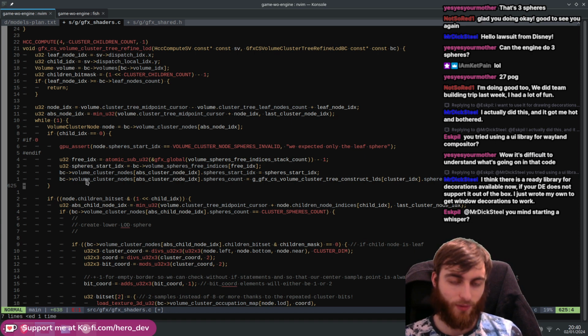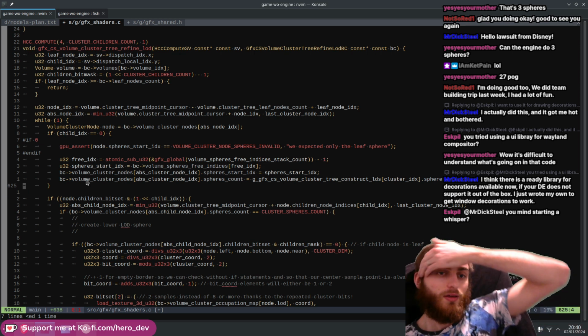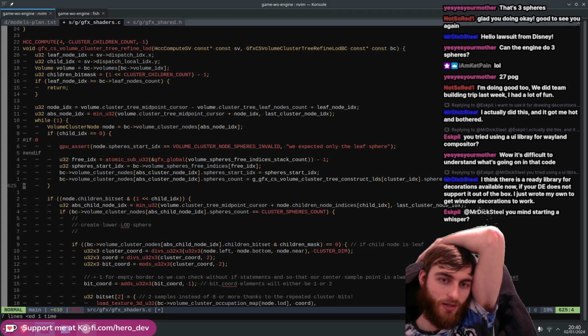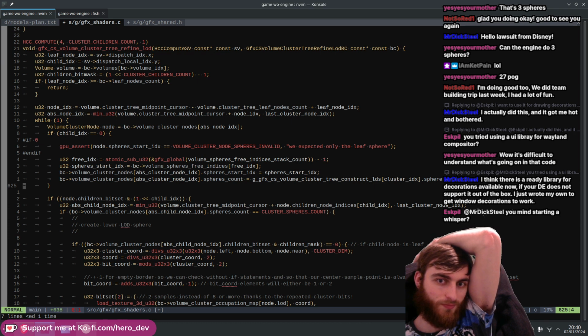Yeah, I know, right? It's pretty complicated code. I'm not sure how I can make this any easier. It definitely needs a lot of diagrams, basically, to understand what's going on.